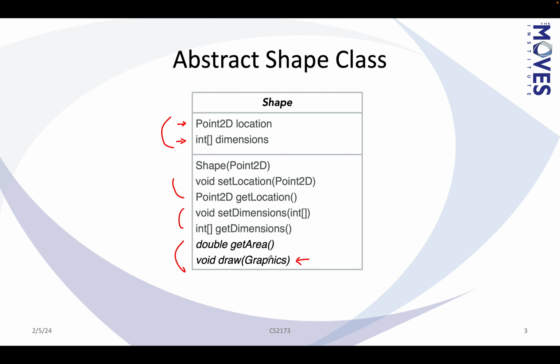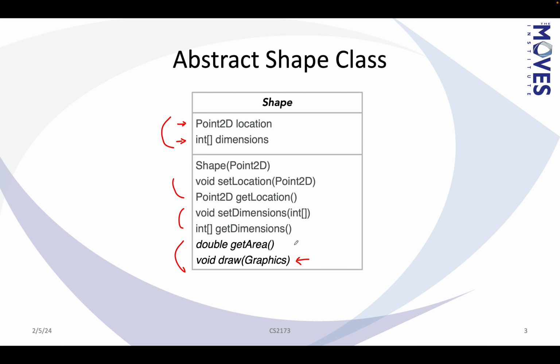They're abstract because while the setters and the getters are ones that I can implement, each particular shape is going to have a different way of computing the area and a different logic for drawing it on the screen. We'll see that.